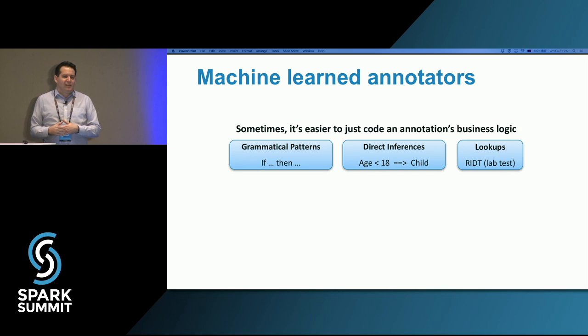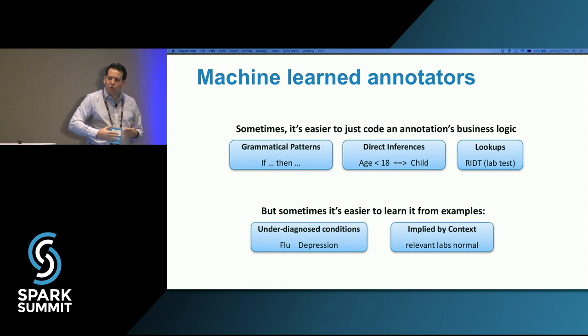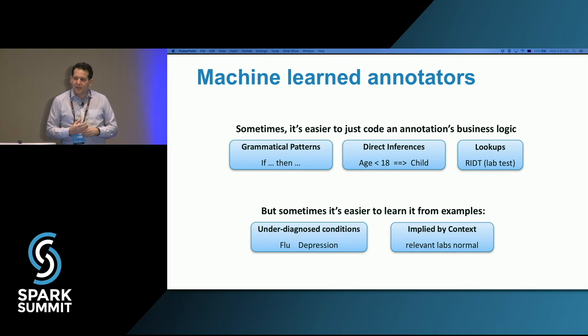If your age is under 18, you're a child, yes, you can mostly code that. And you have some of those examples. But in most cases, it's much easier to learn the things that are relevant from examples, meaning train a machine learning algorithm. So one example that's very popular in healthcare is underdiagnosed conditions.